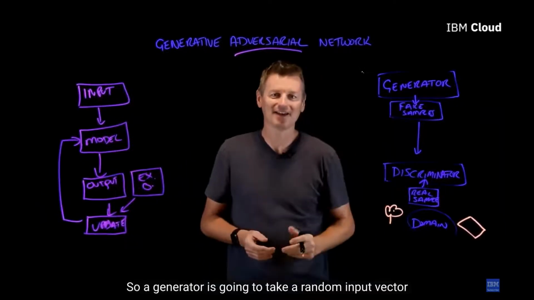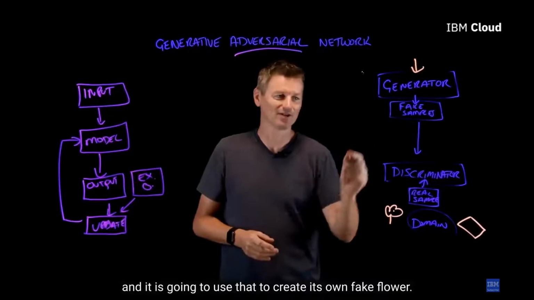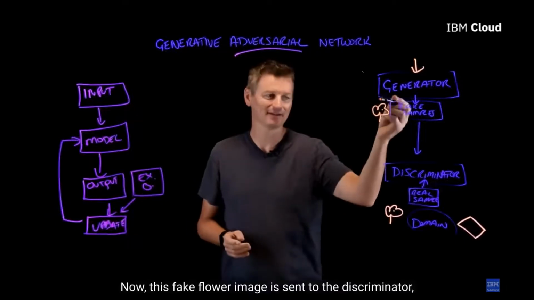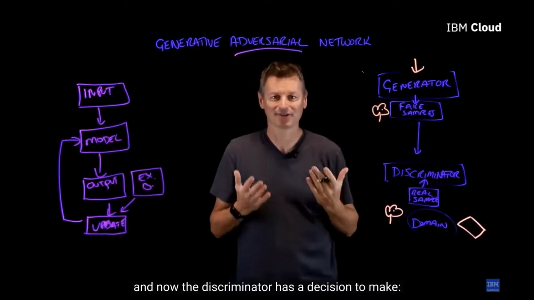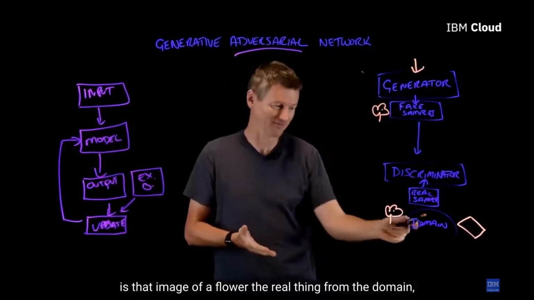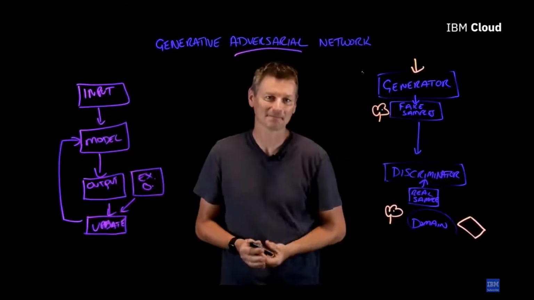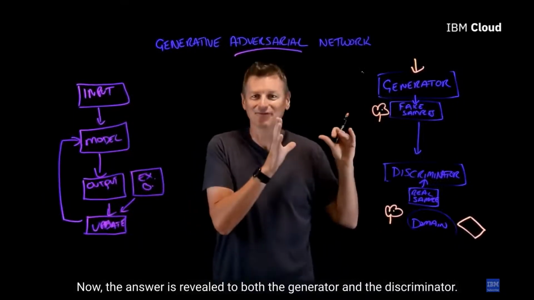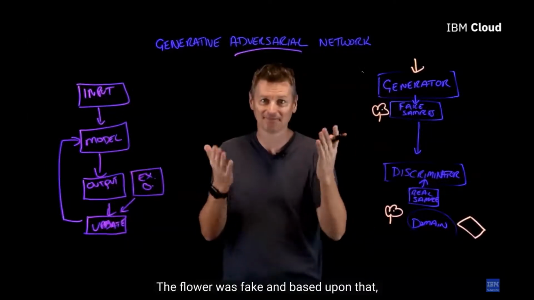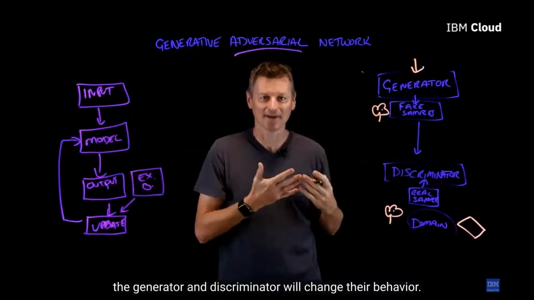So our generator is going to take a random input vector, and it is going to use that to create its own fake flower. Now, this fake flower image is sent to the discriminator, and now the discriminator has a decision to make. Is that image of a flower the real thing from the domain, or is it a fake from the generator? Now, the answer is revealed to both the generator and the discriminator. The flower was fake. And based upon that, the generator and discriminator will change their behavior.